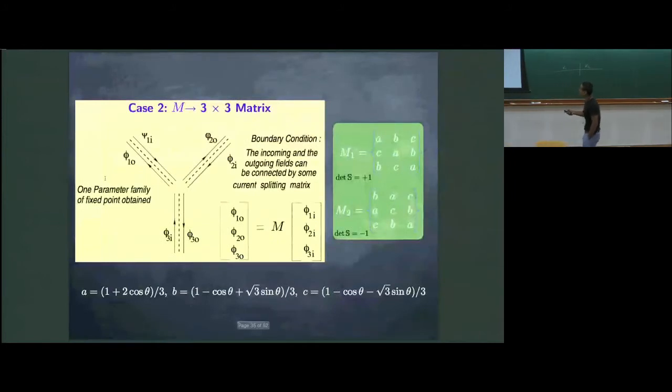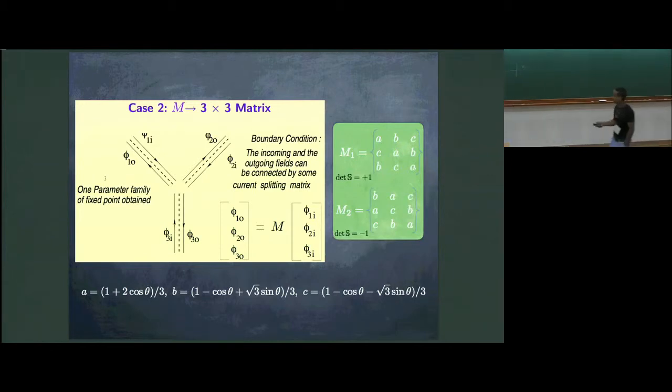Now you can do this for the 3 cross 3 case, and again you play the same game, and you end up getting these matrices which I showed you for the case of dissipation, and they exactly fit in here. So exactly the same set of matrices you end up getting as you impose this conservation of energy momentum tensor at the junction. So it's telling you that from the dissipation argument itself, I could have predicted this set of fixed points.